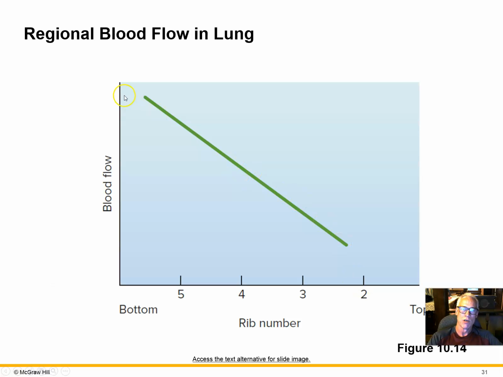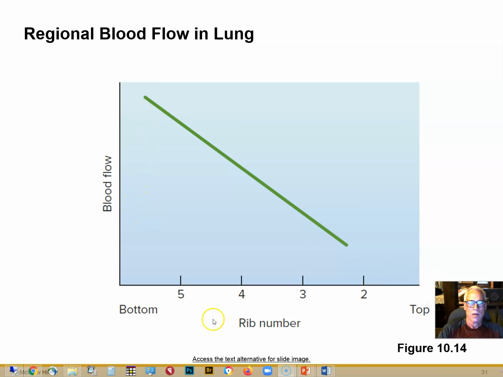So here this graph shows you the blood flow in different regions of the lung from bottom to top. So at the bottom of the lungs, here's the blood flow. Highest in, say, liters per minute. As we go up higher and higher, rib by rib, the ribs are numbered from top to bottom. So now we're getting up to the top of the lung, the apex of the lung. The blood flow is much lower. So point is, we have an uneven distribution of blood flow to the lungs.